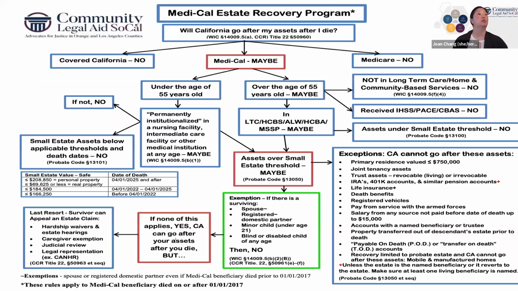Okay. Again, we're looking at this green box. We went through this flow chart here. You could always do an exemption if there's a surviving spouse, a surviving registered domestic partner, a minor child, which is considered under age 21, or what we call a blind or disabled child of any age. This is defined by Social Security Administration. It's a term of art, blind, disabled.